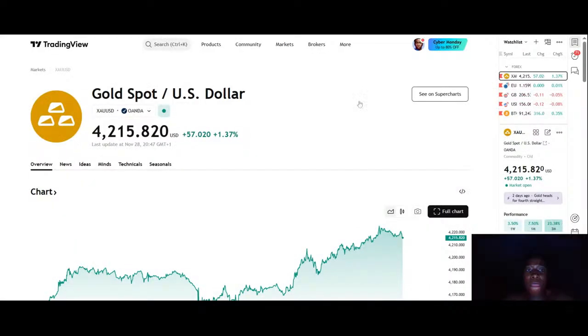Okay, so this is gold charts by the way. We'll be starting our analysis all the way from the daily time frame. Then I'm going to explain how I get to catch this trade right from here.